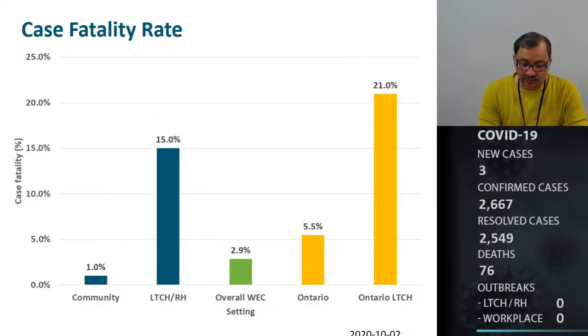This particular graph shows what it means for an individual who contracts COVID-19. In our community, the overall case fatality rate is 2.9%. For those living in long-term care homes, our case fatality rate is significantly higher, 15% in this group. As of September 30th, the case fatality rate in all of Ontario is 5.5%, which is higher than Windsor-Essex. In the long-term care homes across Ontario, the case fatality rate is also higher compared to Windsor-Essex.